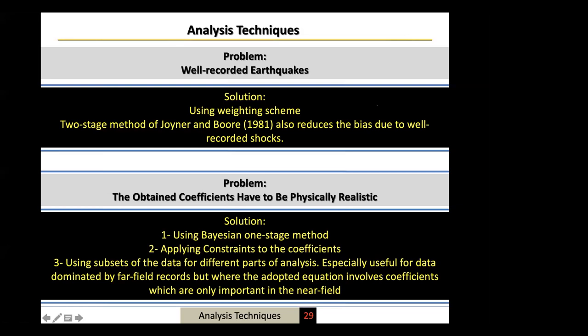So a solution to that is to use the Bayesian one-stage method or to apply constraints to the coefficients. For example, if you know that one of the coefficients should be between 0.8 and 1.2, then you can constrain that coefficient to be in that range. And there are some other techniques, but these two are the most important ones.